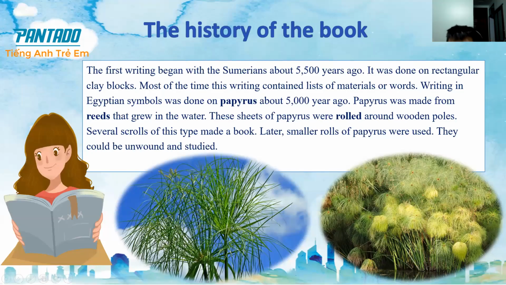The first writing began with the Sumerians about 5,500 years ago. It was done on rectangular clay blocks. Most of the time, this writing contained lists of materials or words. Writing in Egyptian symbols was done on papyrus about 5,000 years ago. Papyrus was made from reeds that grew in the water. These sheets of papyrus were rolled around a wooden post. Several scrolls of this type made a book. Later, smaller rolls of papyrus were used. They could be unwound and studied.